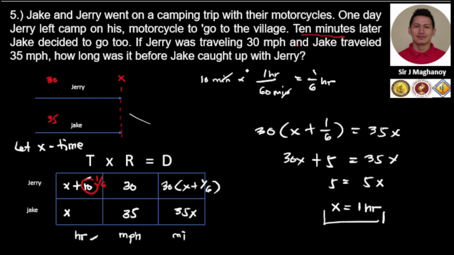Okay, so there is no given clock time. There is no 10 a.m., 10 p.m. It is only asking how long it was before Jake caught up with Jerry. So it will take Jake 1 hour to catch up with Jerry, because he's moving a bit faster than Jerry. Okay, so our answer is 1 hour. Let's move to our next example.